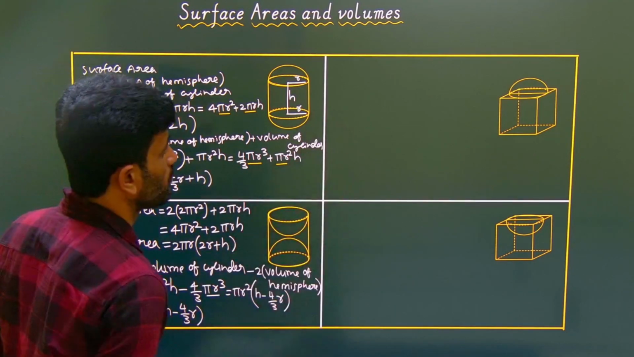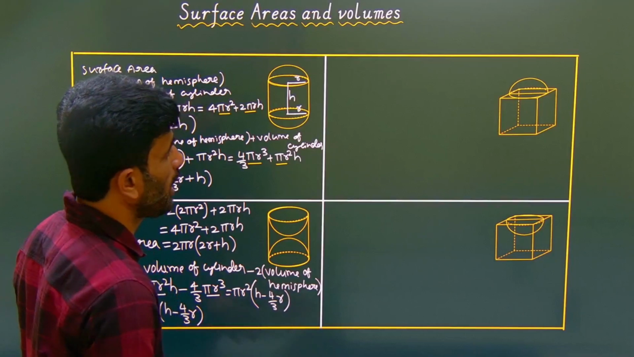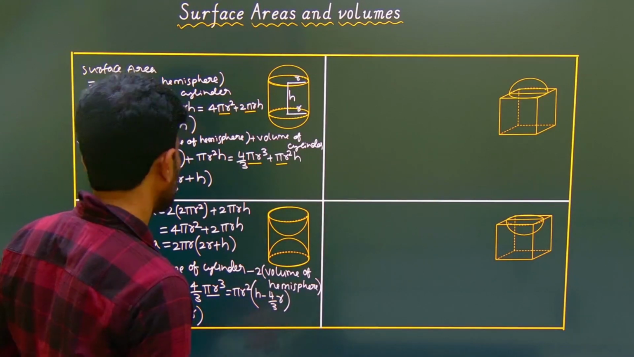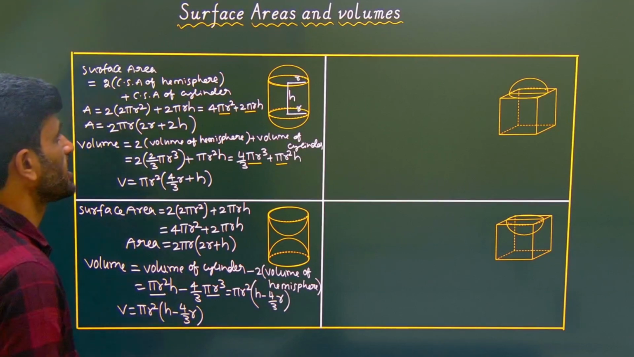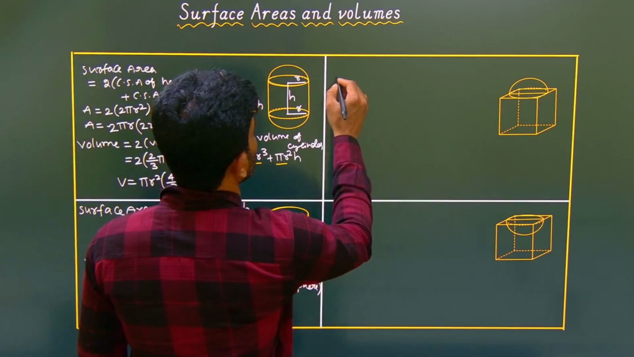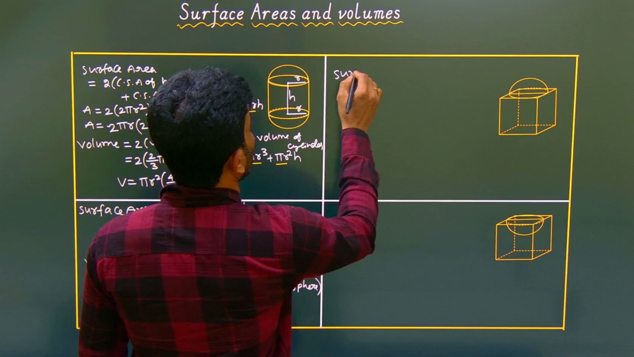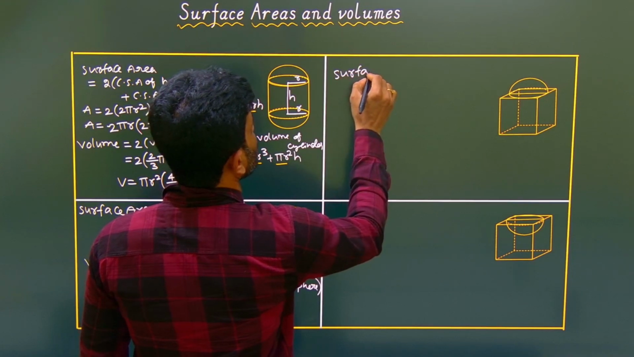Now coming to the next one, we have a cube and a hemisphere attached to it. A hemisphere is attached to a cube. So in this case what happens? Here it is a special case. For surface area, you want to find out which area is exposed outside.